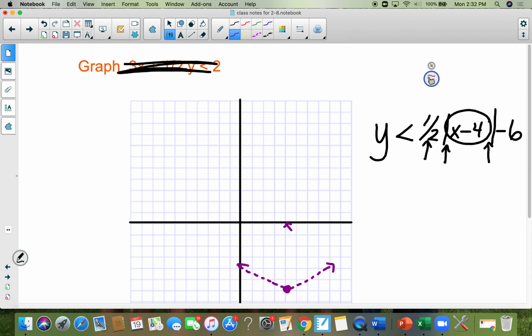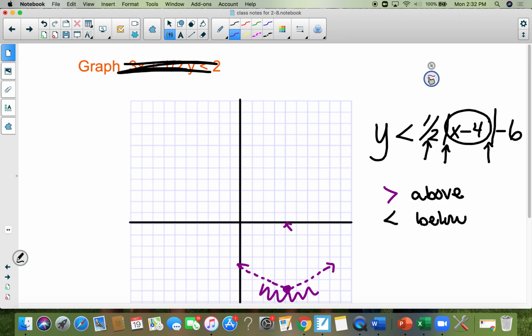Remember, if it's a greater than, you shade above the V. If it's less than, you shade below the V. And it's less than, so I shade below the V.